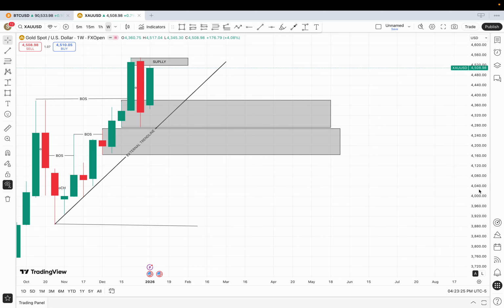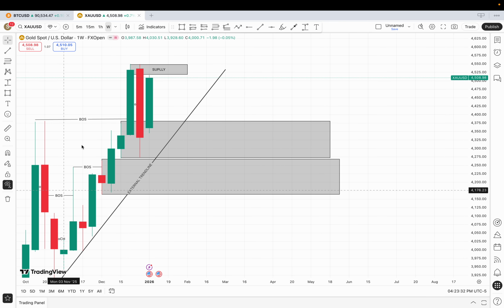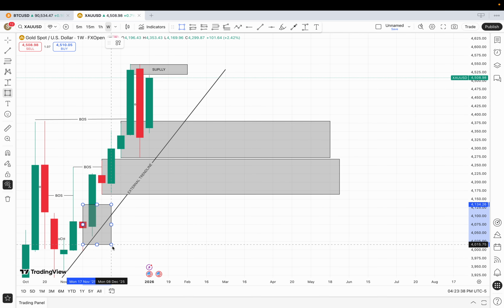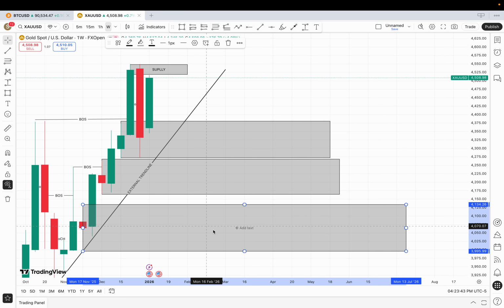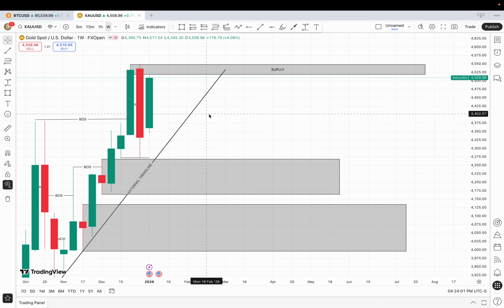But we still have space under it. So now the market could come down to fill this gap, and we also have another demand right here. But our focus should be this place for the week, to this place, to this place, to this place.